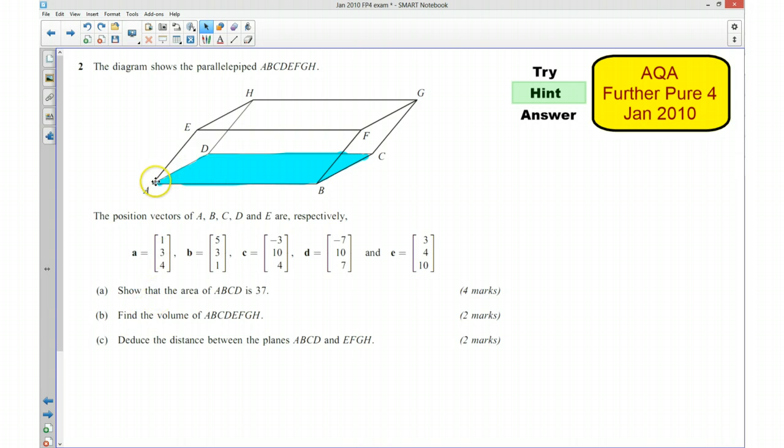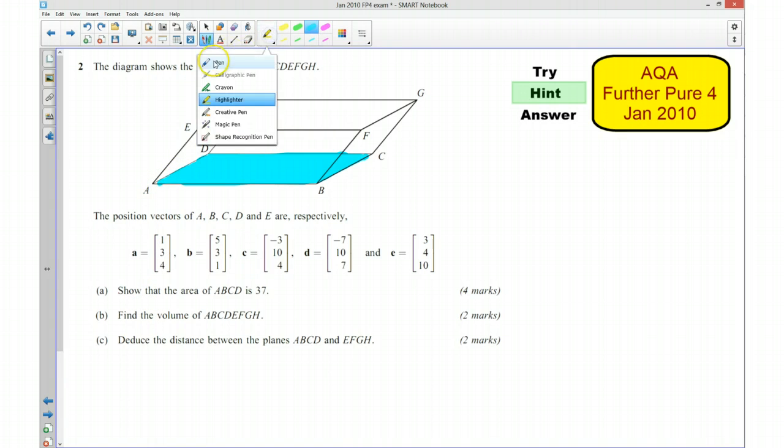Okay, so what you may need to do here is have a go at finding this vector here and this vector here, and finding the cross product of those vectors. This will then lead you into finding what the area of this is going to be.